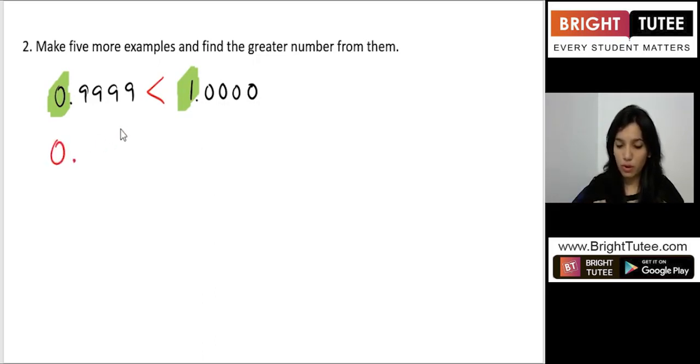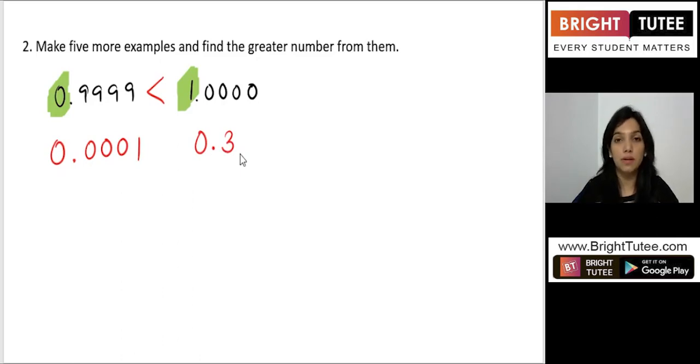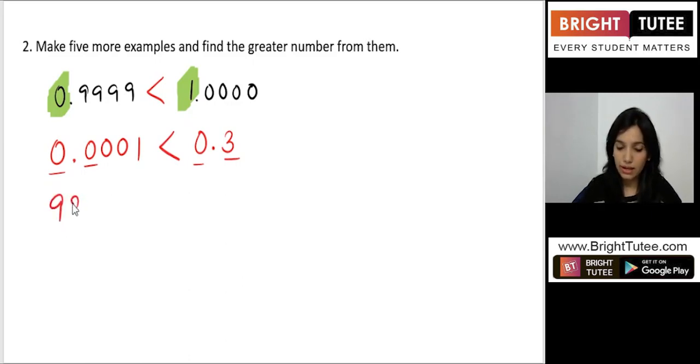Okay. Now, let's do this one. It is 0.0001 and here the number is 0.3. Okay. Which one is bigger? Here, we'll compare the numbers from the whole numbers. They are same. The number at the tenths place, 3 is bigger, so definitely this is the bigger number. Clear?